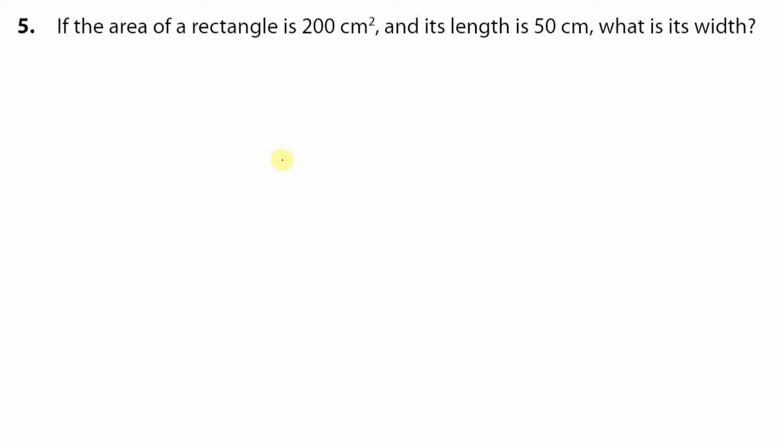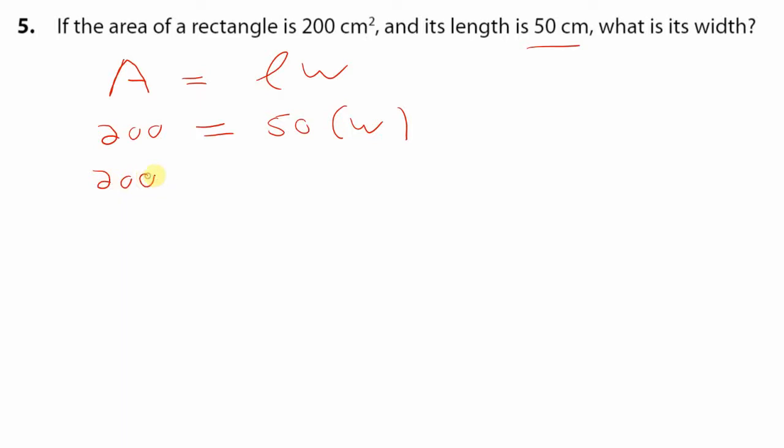Number 5. If the area of a rectangle is 200 centimeters squared and its length is 50 centimeters, what is its width? So we know a rectangle, what's the area of a rectangle? It is length times width. We know now the area is 200 square units. Do we know the length? Yes, it's 50. Do we know the width? No, that's what we have to calculate.